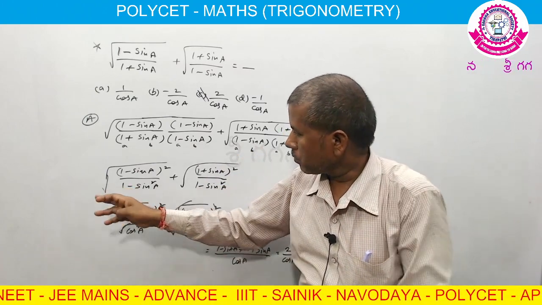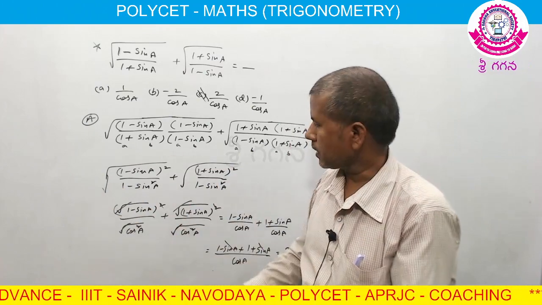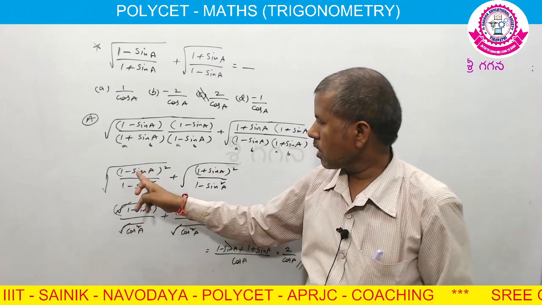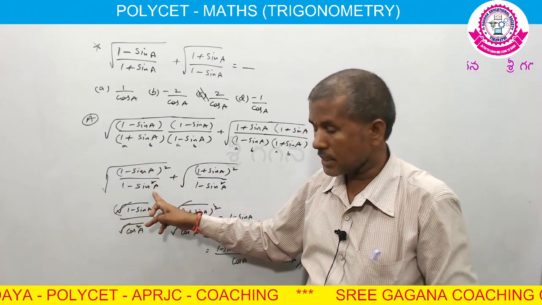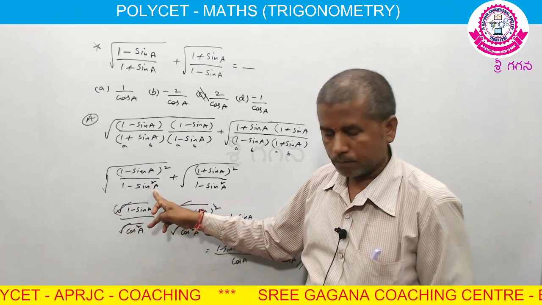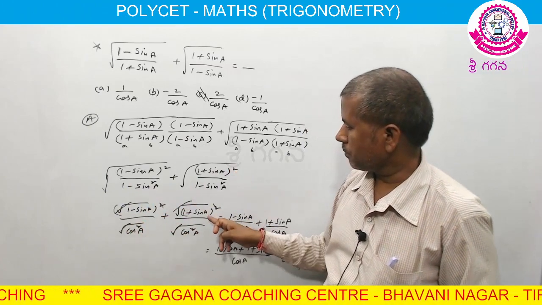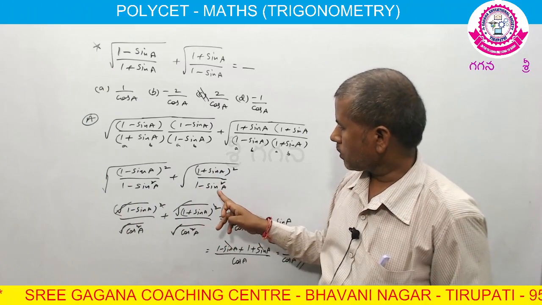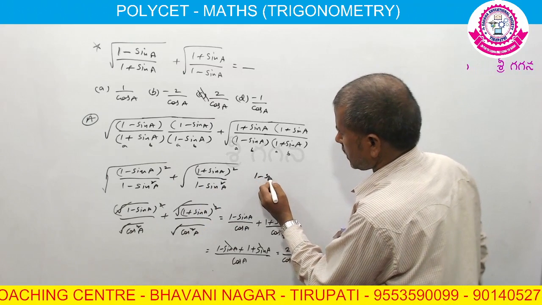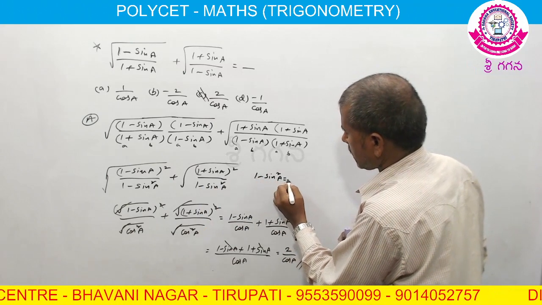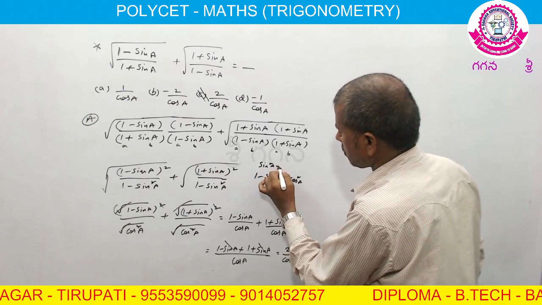After the root, it will be divided into two terms, numerator and denominator. The numerator is root of (1 minus sin a) whole square, the denominator is root of 1 minus sin square a, which we already told has the value cos square a. Next, here also the same: (1 plus sin a) whole square over 1 minus sin square a, which is cos square a. Note this: 1 minus sin square a equals cos square a, because sin square a plus cos square a equals 1, we know that.